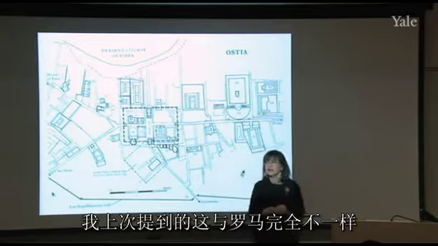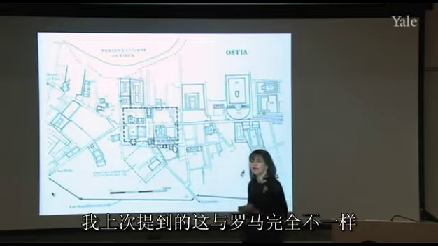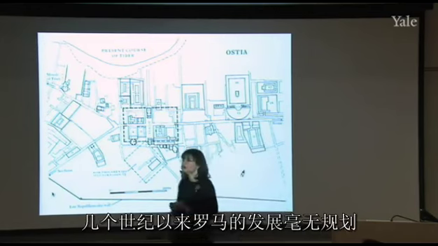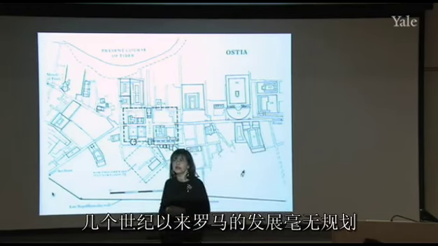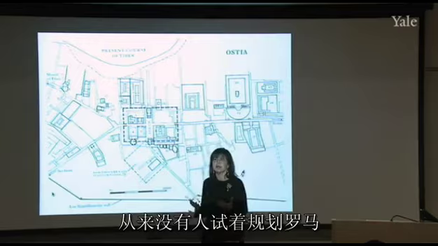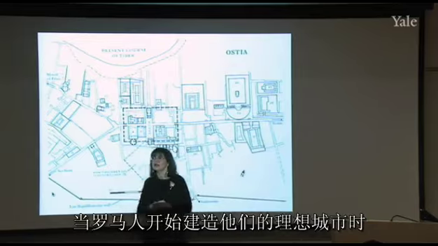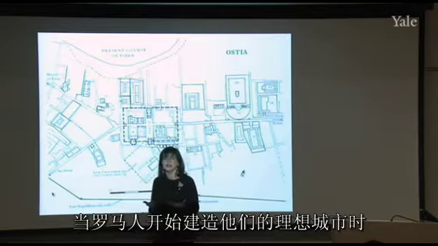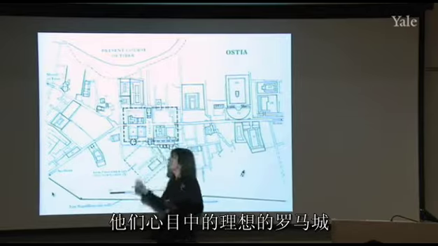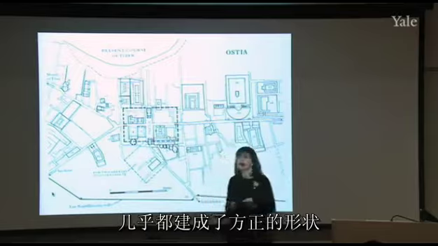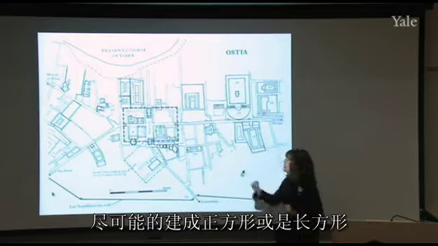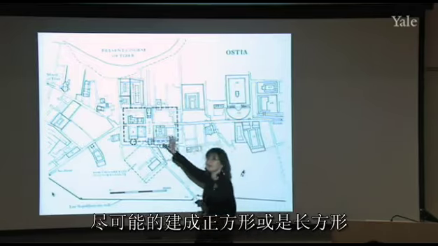And I mentioned to you last time that this is very different from what happened in Rome. Rome grew in a very haphazard way over the centuries. There was never any real attempt to plan the city. But when the Romans were left to build the kind of ideal city, the city that they thought was the ideal Roman city, they almost always built it in a very regular fashion, as a square or as a rectangle, as regular as they could make it.